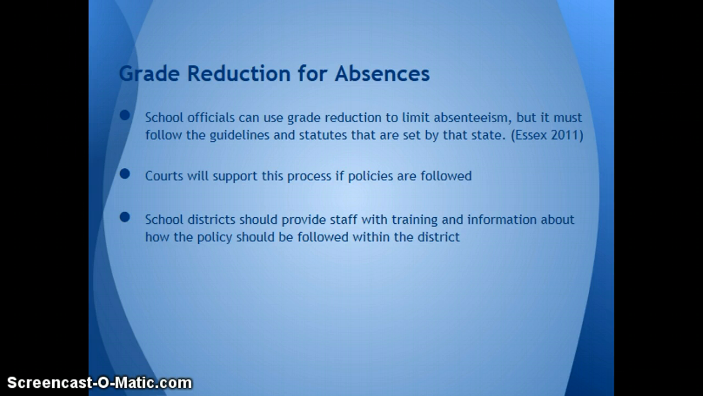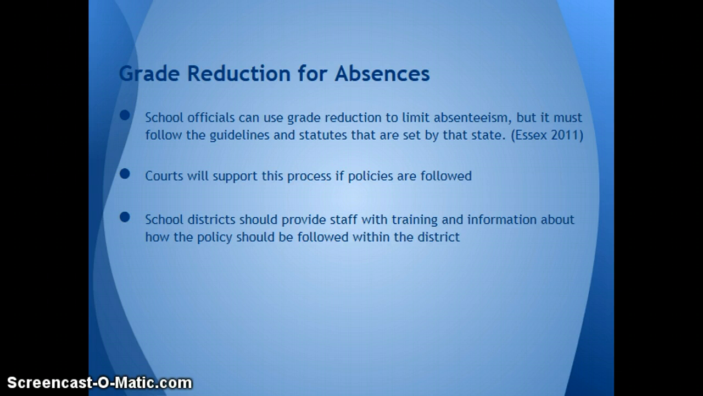If it's not followed directly, then the courts are more than likely to rule in favor of students if the case does have to go to a jury trial or even to a court higher than that. If schools do follow the exact policy, then more than likely schools will be okay.